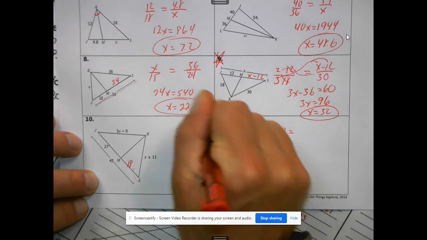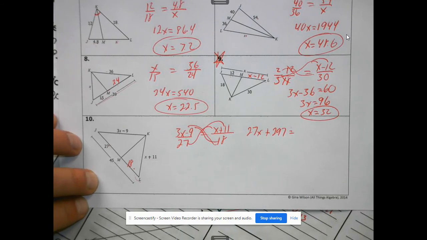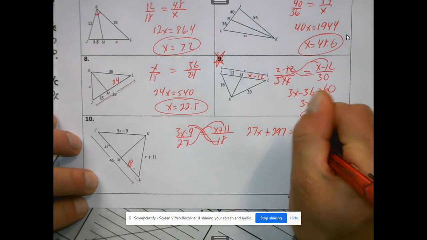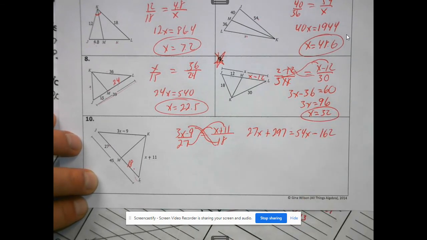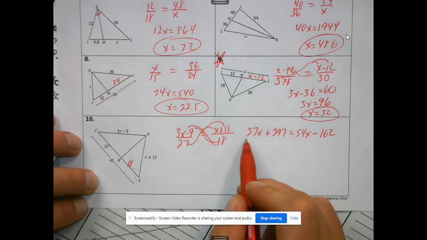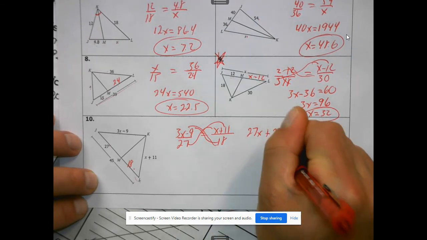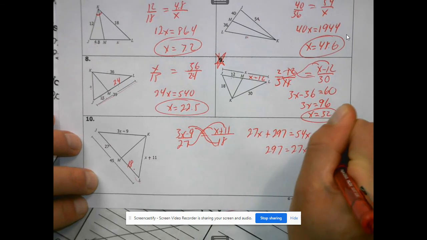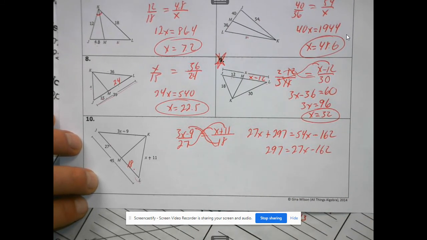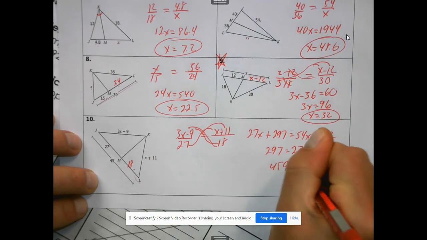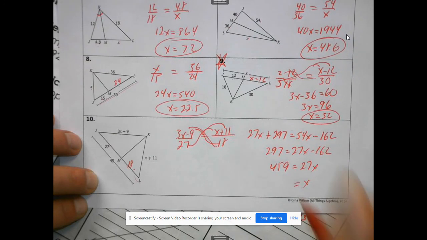18 hits both of those. We'll have 54x, and 9 times 18 is minus 162. I'll subtract 27x over. I'll add 162 over there. 459 is 27x. Divide that by 27, and we get 17.